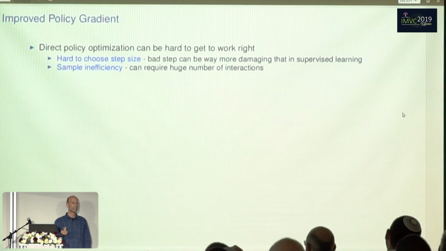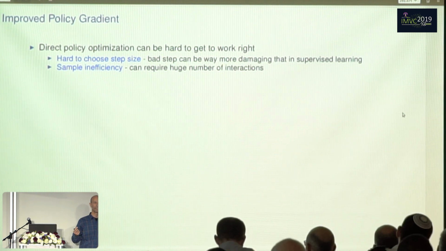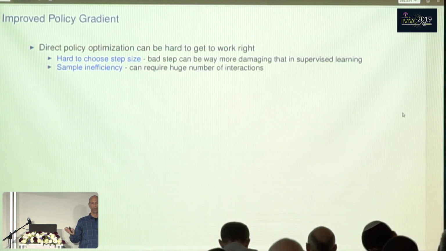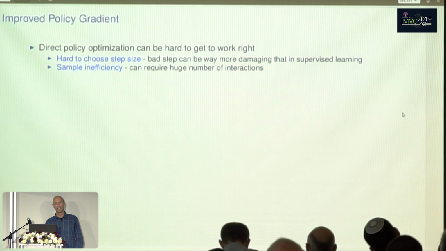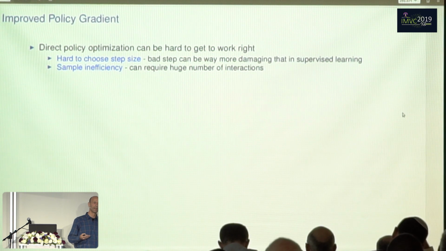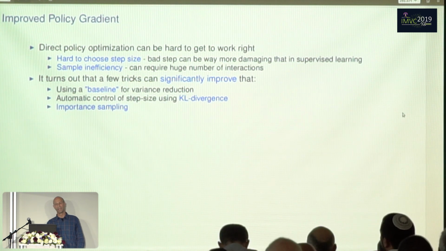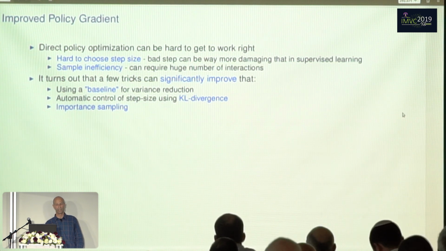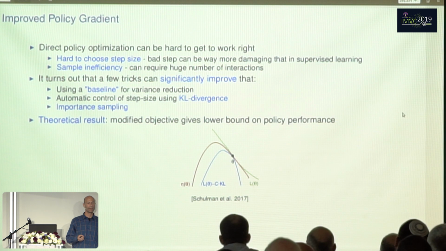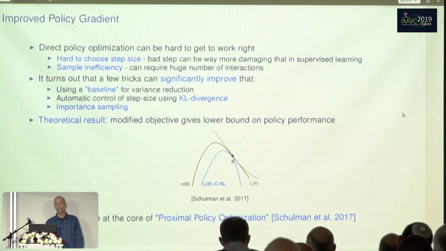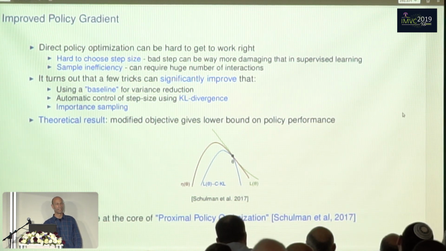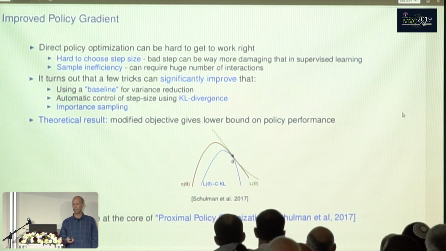First, it's very hard to choose a step size, and in reinforcement learning, choosing a bad step size could be much more detrimental than in supervised learning. And it is highly sample inefficient. This means that it doesn't use the data efficiently, and therefore it requires huge amounts of data. Luckily, there are several tricks that can significantly improve the situation, for those of you who heard about the terms baseline, KL divergence, and importance sampling. And there are also some nice theoretical results that we can modify the objective and get a lower bound on performance. In fact, these ideas are at the core of proximal policy optimization algorithms proposed by John Schulman recently.